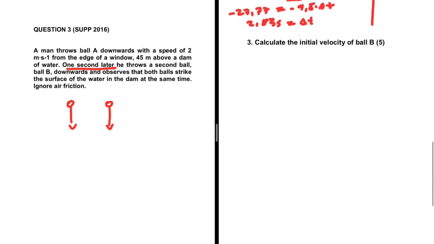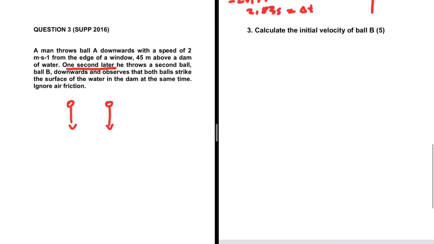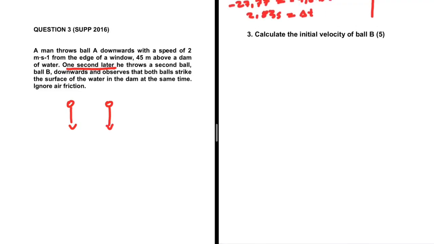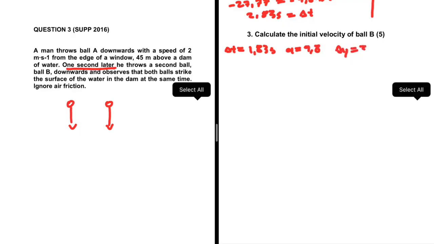Question 3, calculate the initial velocity of ball B. Okay, so let's take a look at the information we have with regards to ball B. We now know that the time taken by ball B is 1.83 seconds. We know the acceleration, 9.8. We know the displacement, 35, not 35, but 45 meters downwards. And we are looking for the initial velocity.